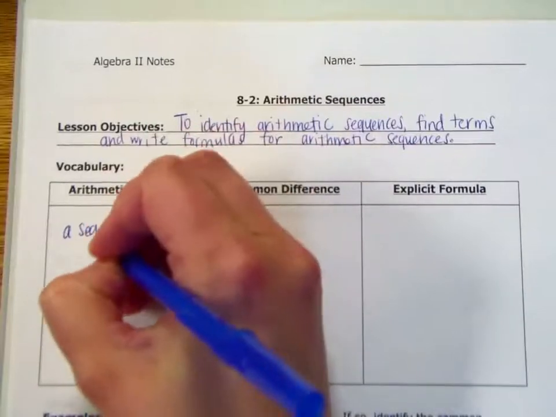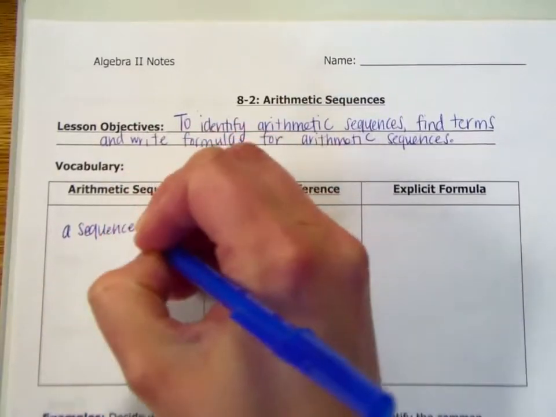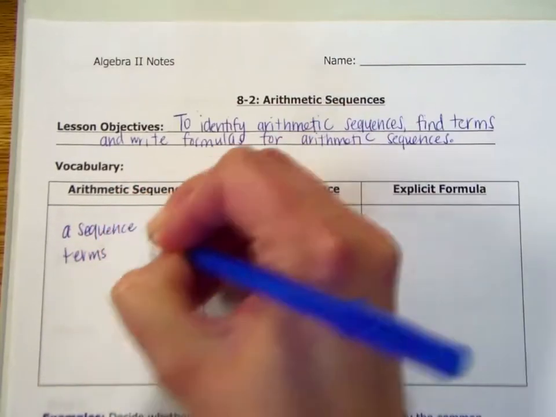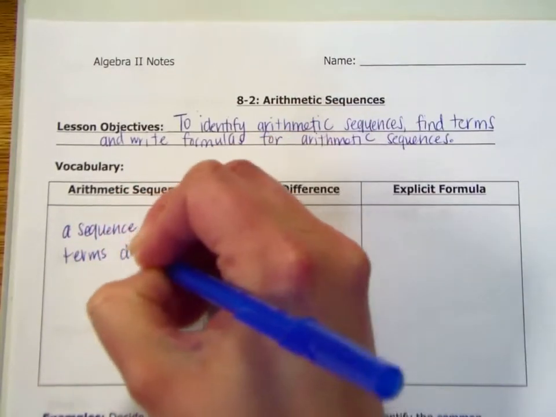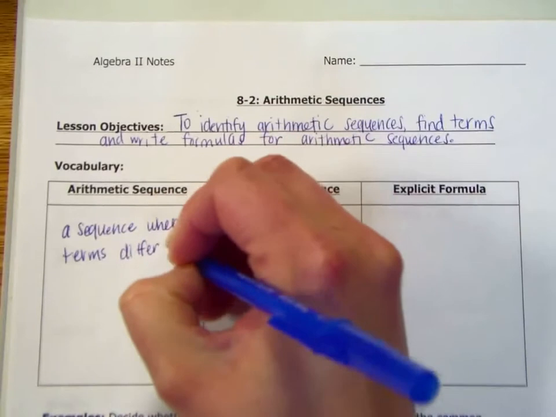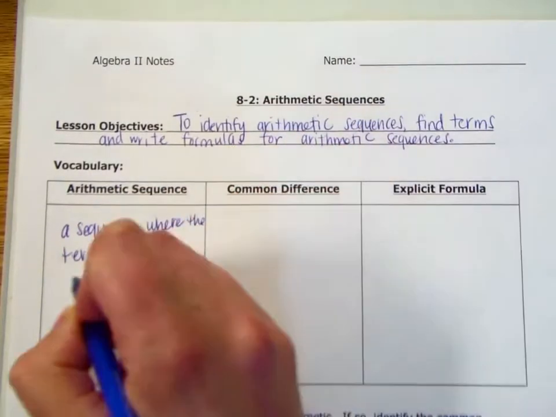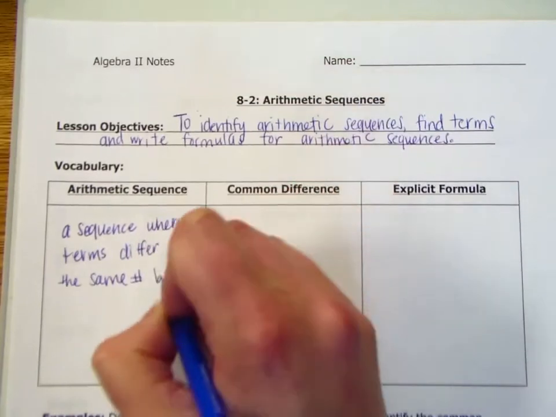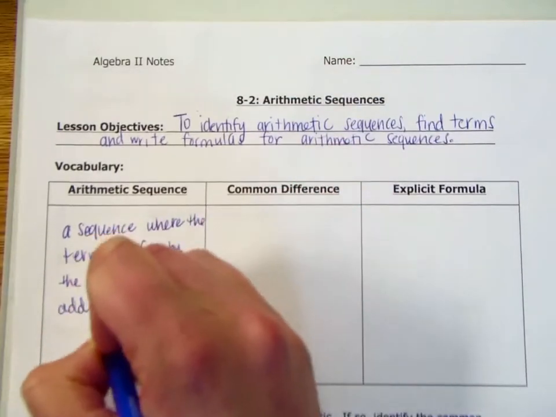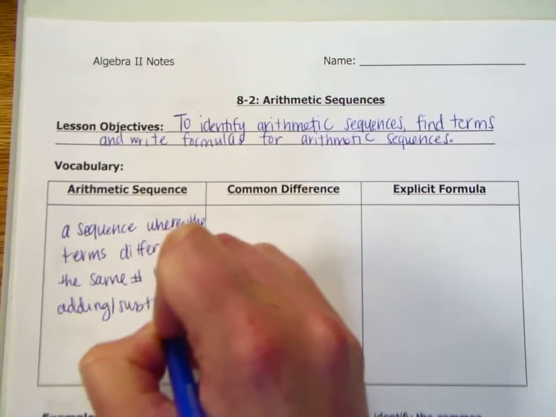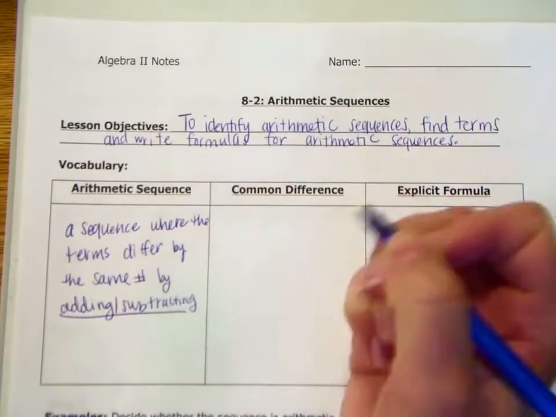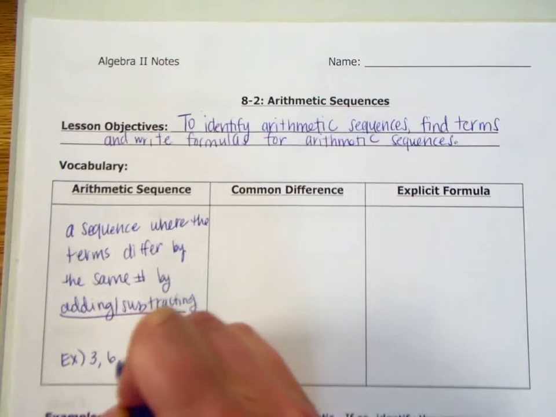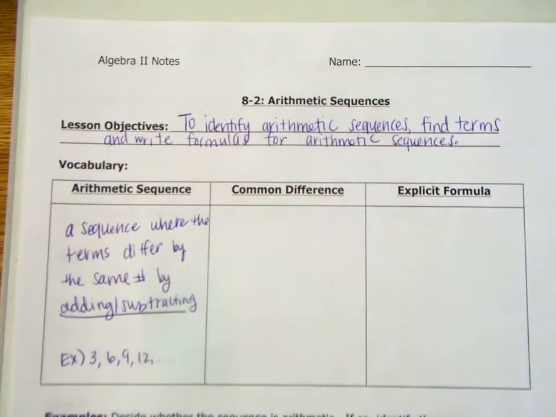An arithmetic sequence is a sequence where the terms differ by the same number, by adding or subtracting. For example, an arithmetic sequence would be 3, 6, 9, 12, and so on.